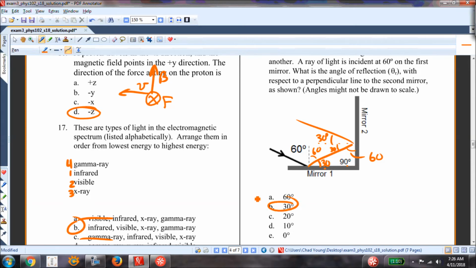Notice, by the way, this is a pretty good drawing, so you can tell that these two rays are parallel to one another. When you have a light ray incident on two mirrors situated with a right angle, they will come back parallel to one another.